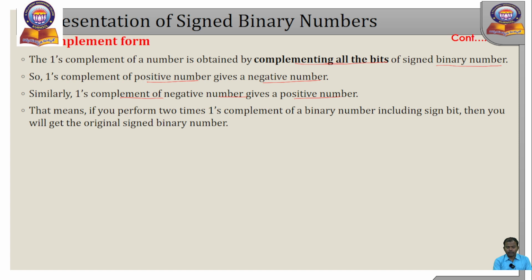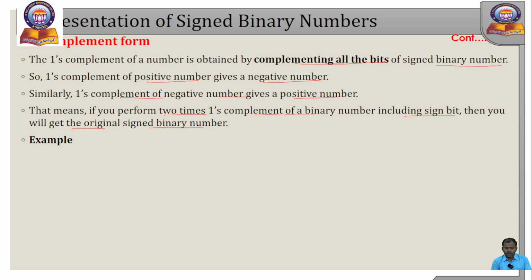That means if we perform ones complement twice on a binary number, including the sign bit, we will get the original signed binary number. If I am given a positive number and I complement it, it gives a negative number. Then if I complement this negative number again, I will get the original number. So by performing ones complement two times, I get the original signed binary number.